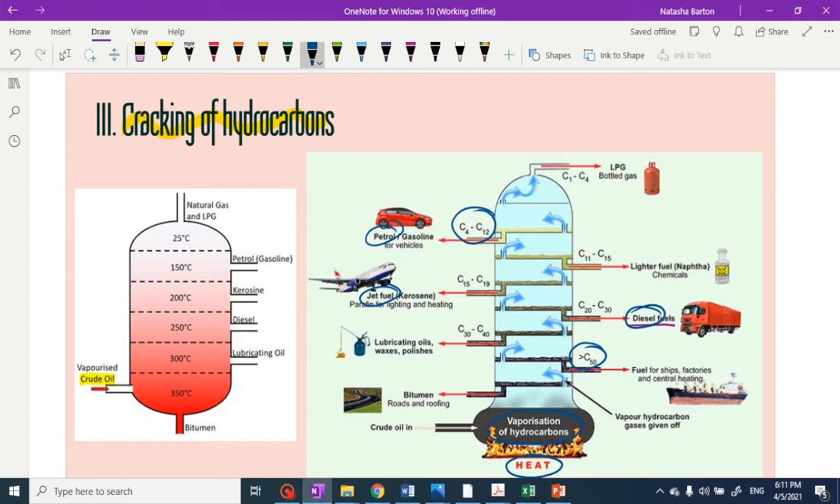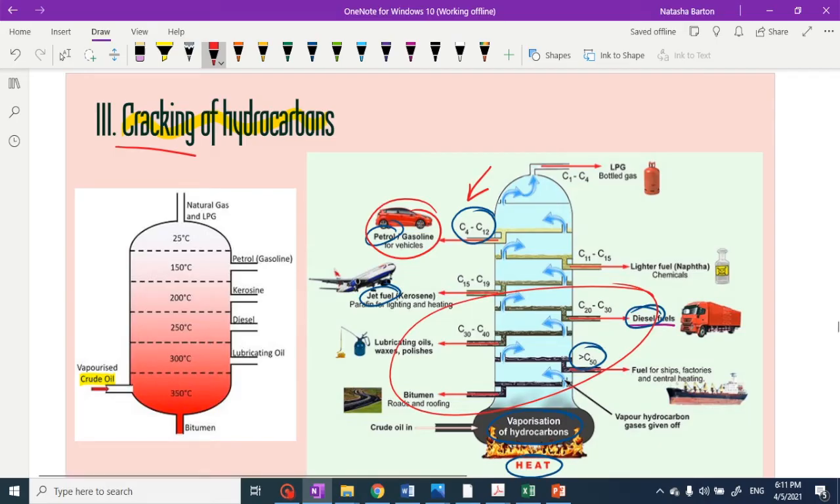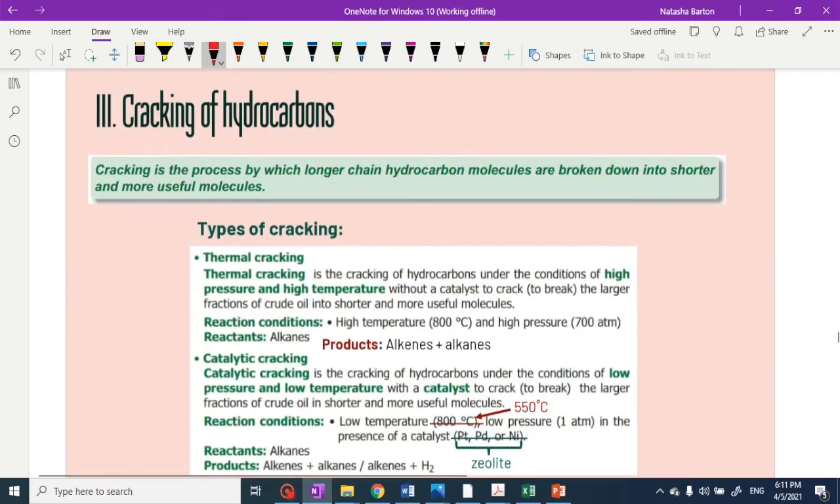But what scientists have found is that even after fractional distillation, we can take these longer chains and put them through a process called cracking in order to break these longer chains into shorter chains, so that we have more of these shorter chained molecules to use as petrol, jet fuel, diesel, etc. That is what cracking is. It's where you take these long molecules and you break them up into shorter, more useful molecules.